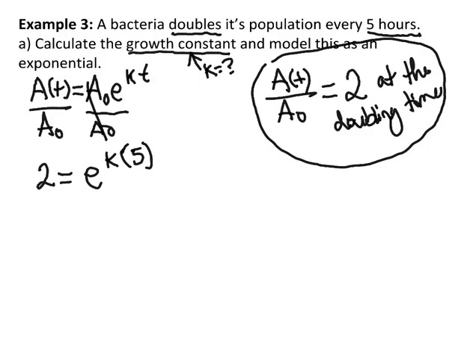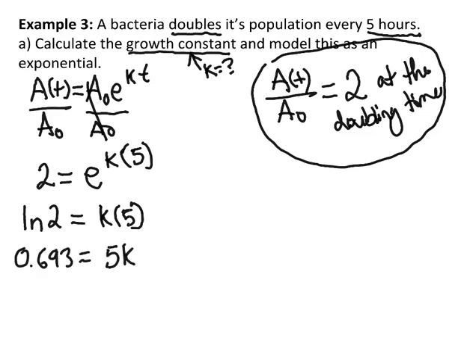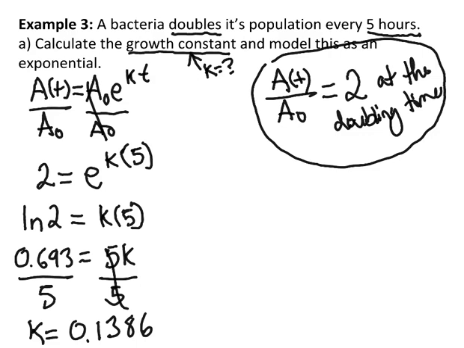Now we're just solving normally. So I can take the ln of 2. That'll kill the e here, and I'll get just k times 5, or 5k. Ln of 2 is 0.693. That equals 5 times k. You can divide both sides by 5. And I get k is equal to 0.1386. Look back at the units of time to know what units you should have on k. So time was in hours here, so k must be in 1 divided by hours. That would be my units of k.